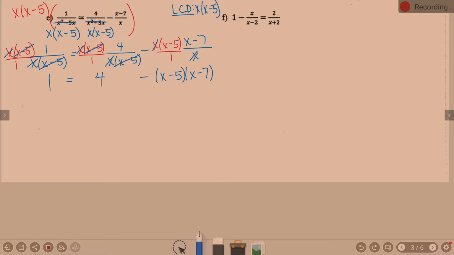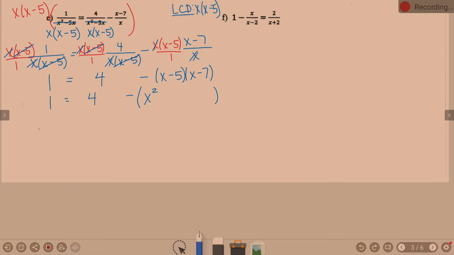Okay. We got to do some math. We need to FOIL. Now, as I FOIL this, because it's being subtracted, I'm actually going to put this into parentheses because we need to subtract it here in a moment, and I'll show you what that means. So x times x is x squared. X times minus 7 is minus 7x. X times minus 5 is minus 5x.